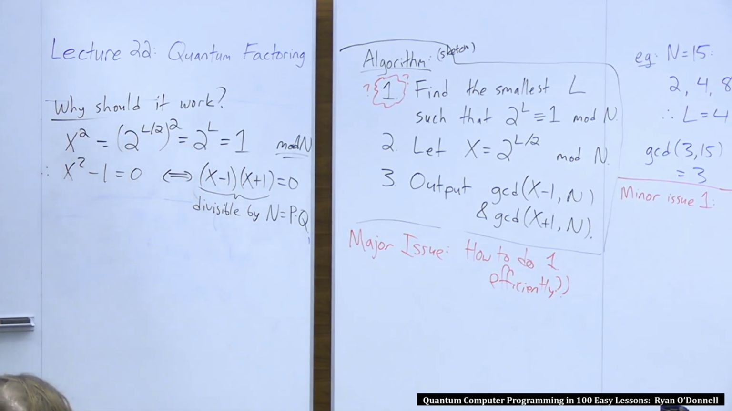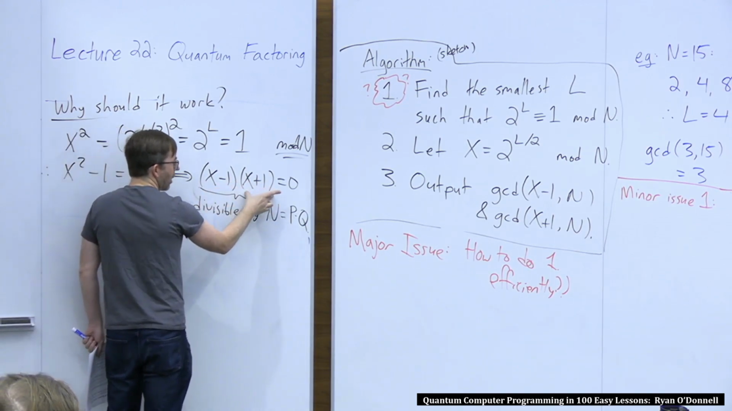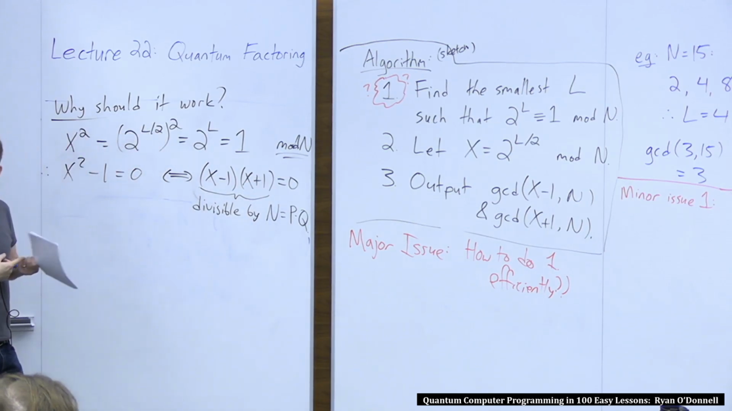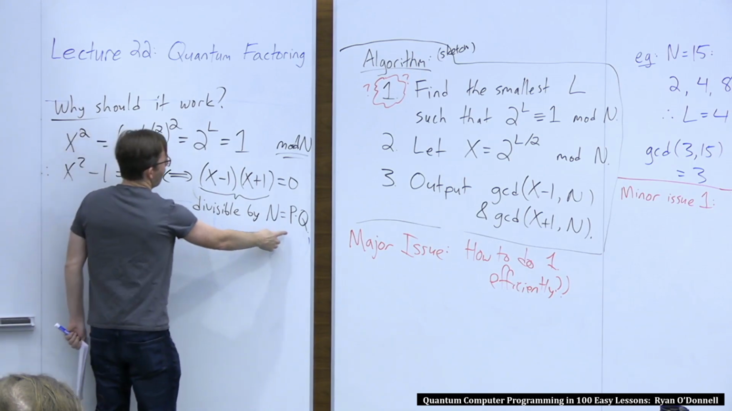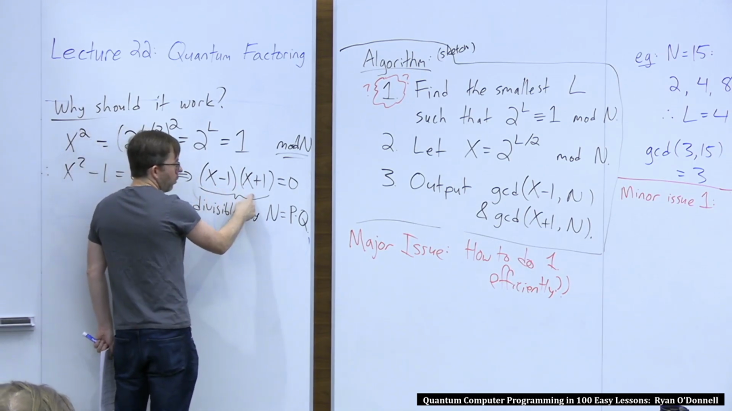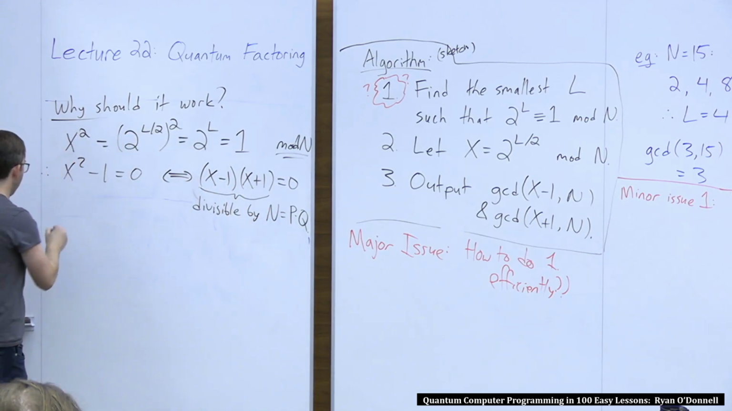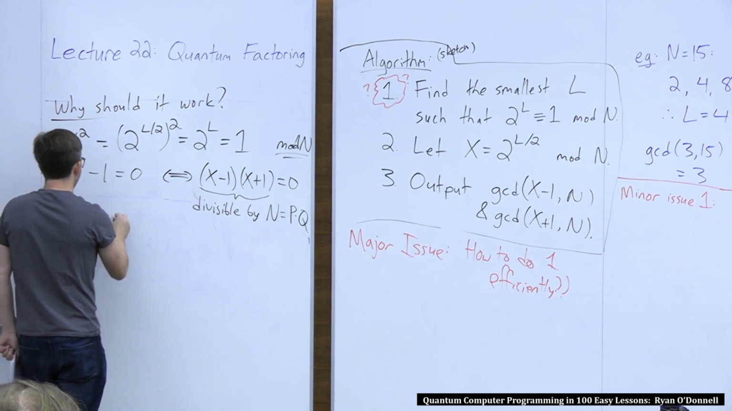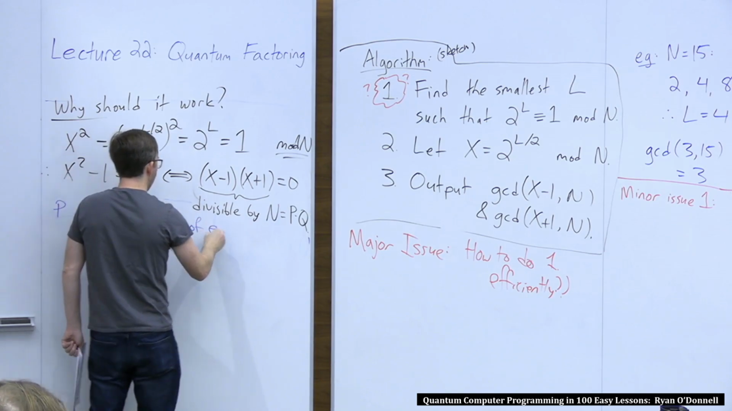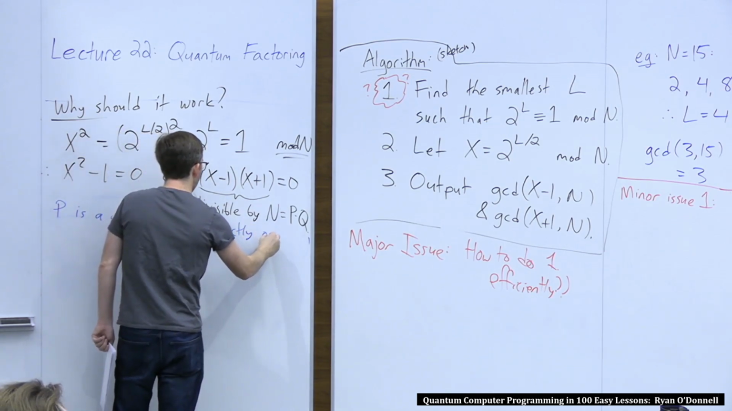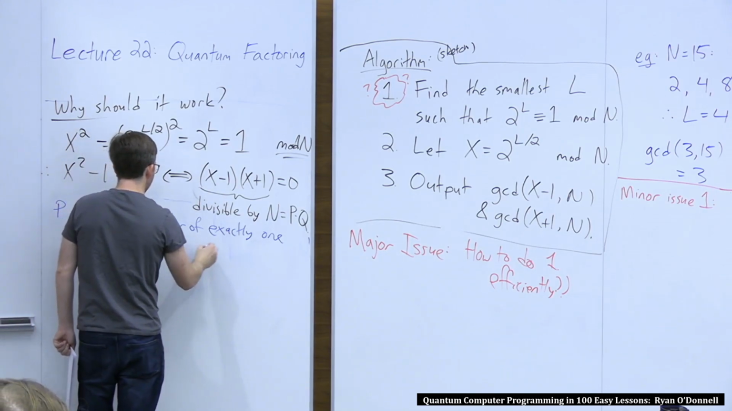Now, it cannot actually be both, because let's say p divides x minus 1 and x plus 1. Then it divides their difference, which is 2, which is not possible if p is an odd prime. So p is a prime factor of exactly one of these two. And also q is a prime factor of exactly one of these two. So let me write that. P is a prime factor of exactly one of x minus 1 and x plus 1. Same for q.